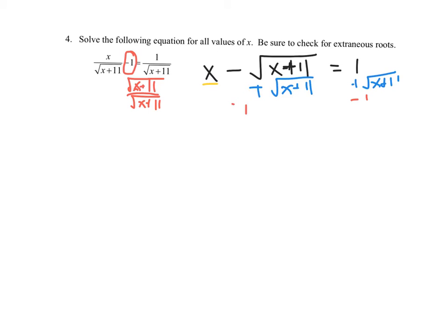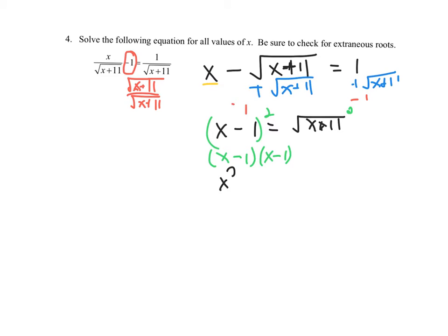So on the left side we end up with x minus 1. On the right side, the square root of x plus 11. Okay, so now we're going to square both sides. We should know that when we're squaring a binomial, we're going to have to double distribute, or sometimes we call it FOILing. So if we were to FOIL that out, we'd have x squared minus 2x plus 1. And on the right side, the square and the square root would simplify out, giving me x plus 11.